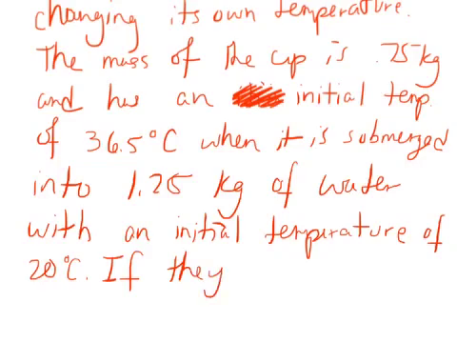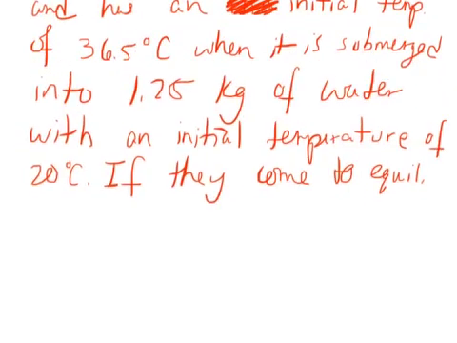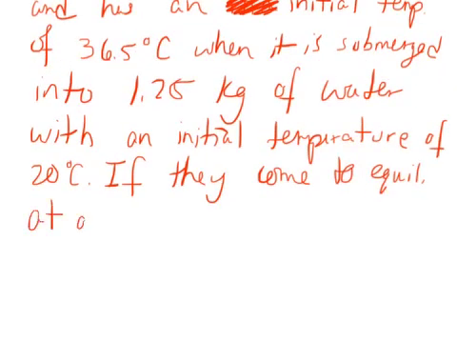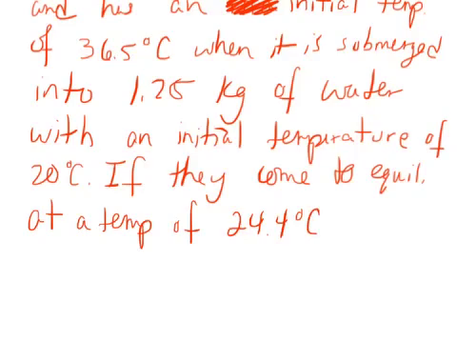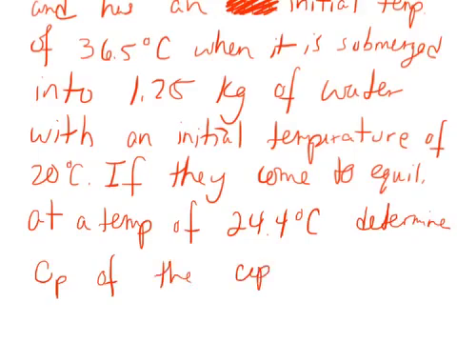If they come to equilibrium, remember the same temperature, if they come to thermal equilibrium at a temperature of 24.4 degrees Celsius, determine the specific heat capacity of the cup, or of the unknown material.